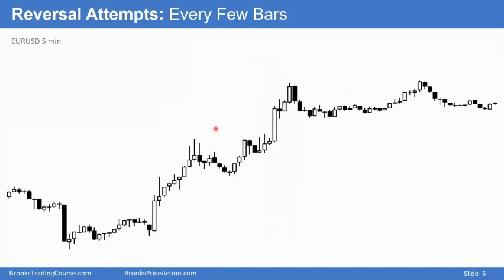This is the euro versus the dollar, a 5-minute chart. The market's constantly trying to reverse. Every few bars, there's a reversal attempt. We have a bear breakout and bad follow-through. The bulls are trying to reverse the bear breakout. The bulls did not get much of a reversal here, but this is the reversal occurring 19 bars after the bear breakout. It's a 2-bar reversal, down on this bar, up on that bar, separated by 19 bars. But this is the reversal.